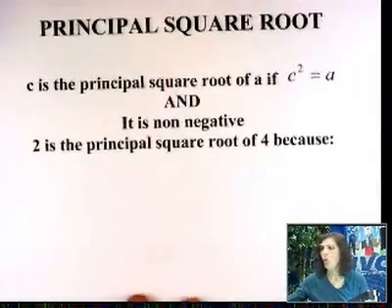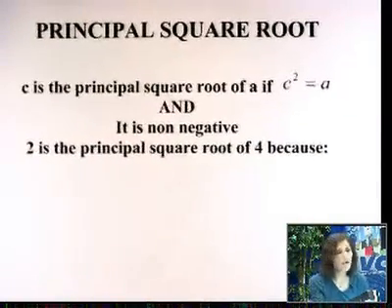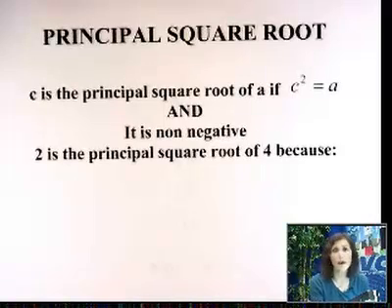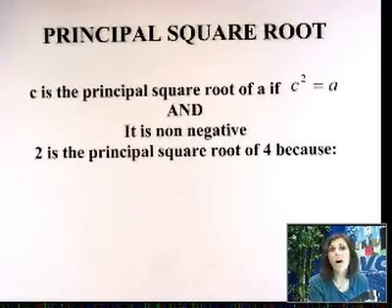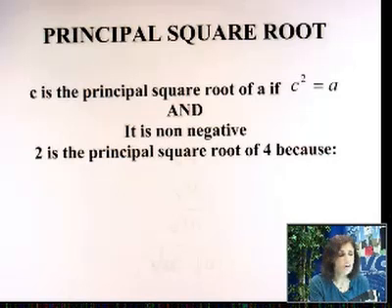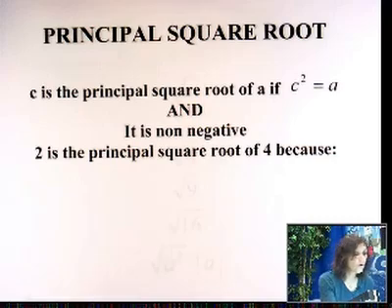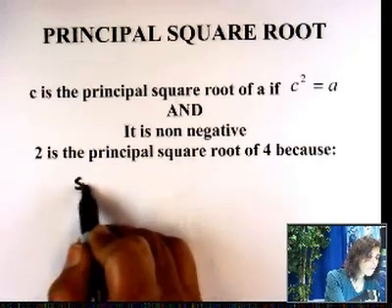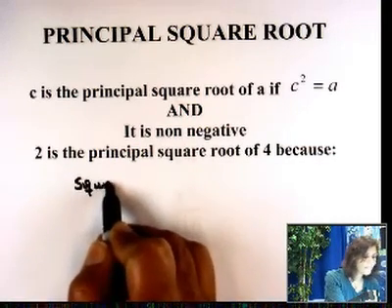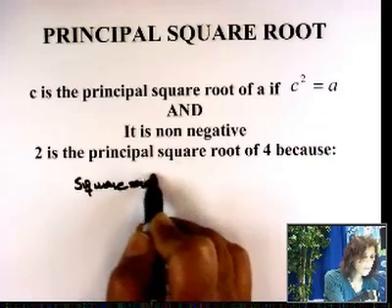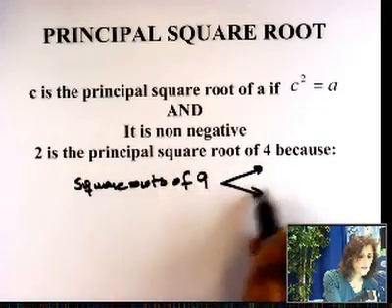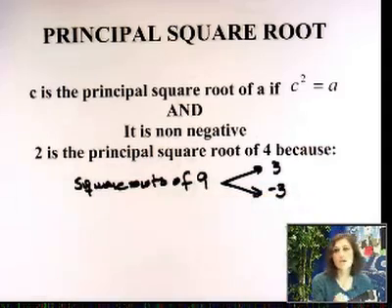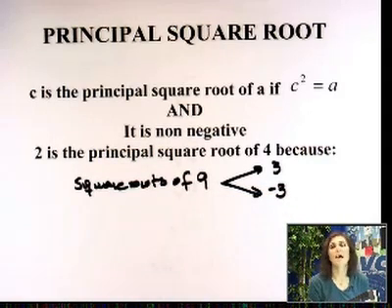Okay, what is the principal square root? So do not mix up square root and principal square root. The principal square root is the... of 9. It is 3 and negative 3, because 3 squares to 9, negative 3 squares to 9.